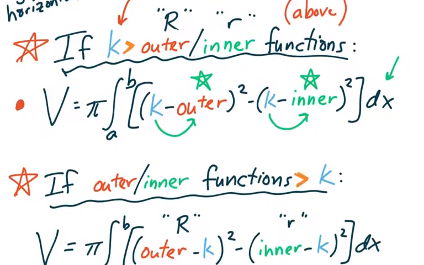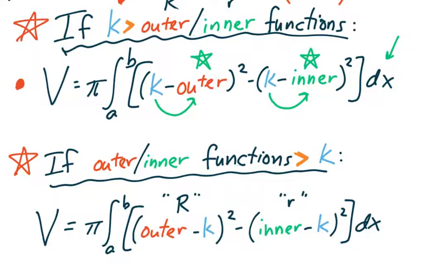All right, well, what if by chance the axis that you're spinning around, your k value, is actually below the other two functions? So the outer and inner functions, that area that you're going to spin around is actually above the horizontal line k, or k is below. If that happens, then these are what your big R and small r look like. So the outer radius would actually be the outer function minus the axis, and over here the small r would be the inner function minus the axis. Both squared and both subtracted. And again, because we're doing vertical slices here, it's dx.